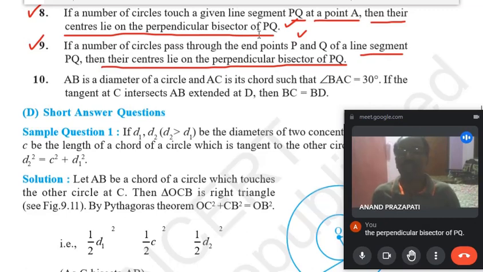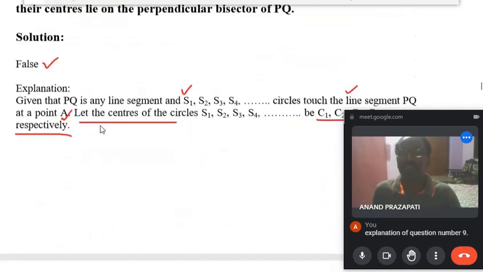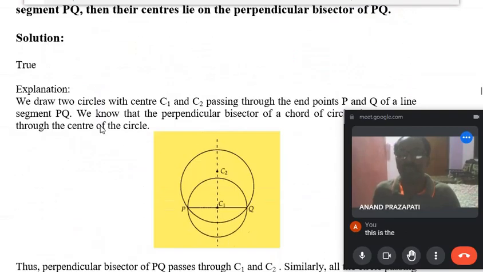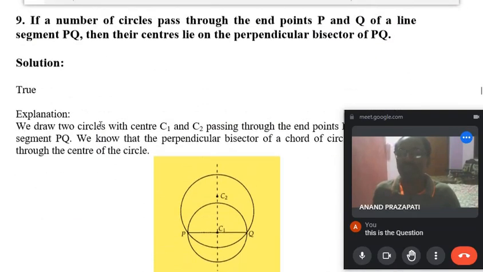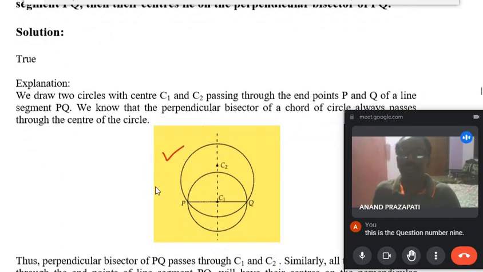Let's compare question number 8 and 9. There is a little bit of difference. Here it is said their centers lie on the perpendicular bisector of PQ. Let's see the explanation of question number 9. This is the relevant figure of question number 9, and this is a true statement.